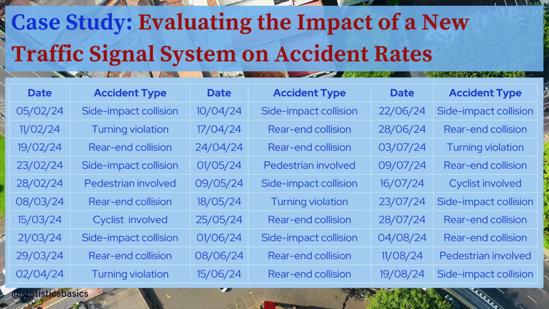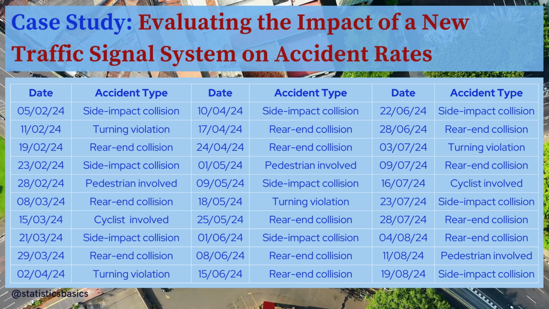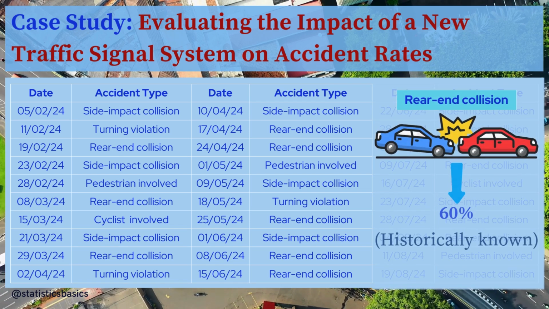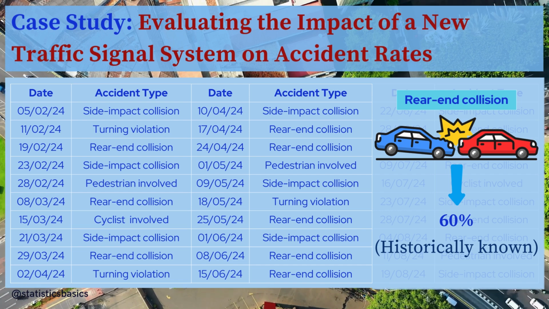To evaluate the effectiveness of this system, they collected data on accidents at the intersection for 6 months after the implementation. Historical data shows that rear-end collisions accounted for 60% of all accidents at this intersection before the new system was installed. We will determine if the new traffic signal system has significantly reduced the proportion of rear-end collisions at the intersection.